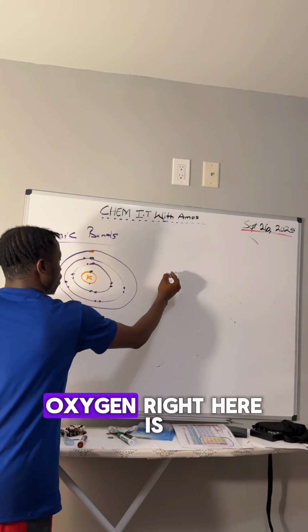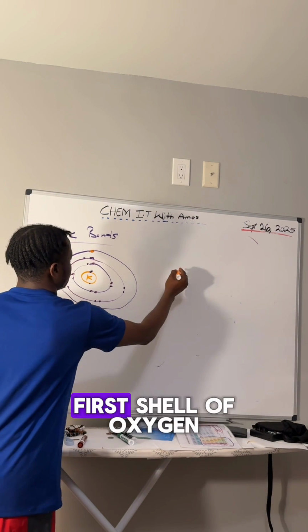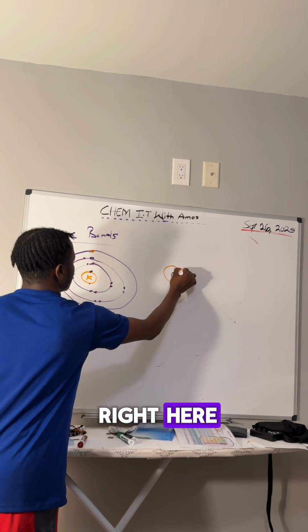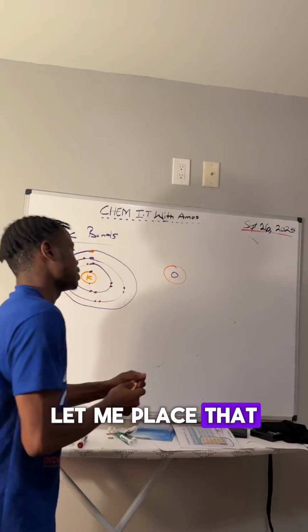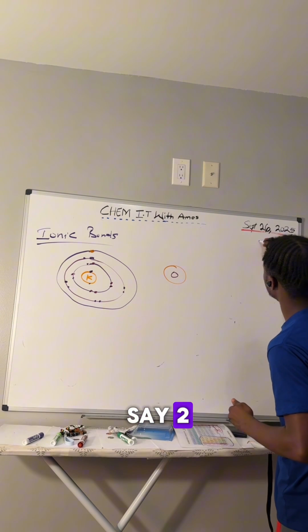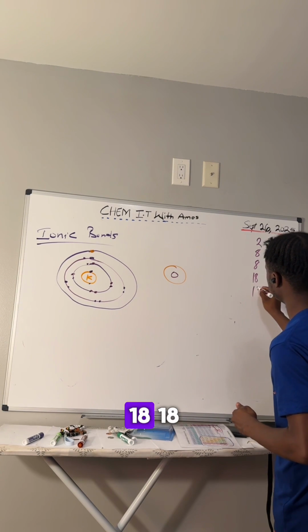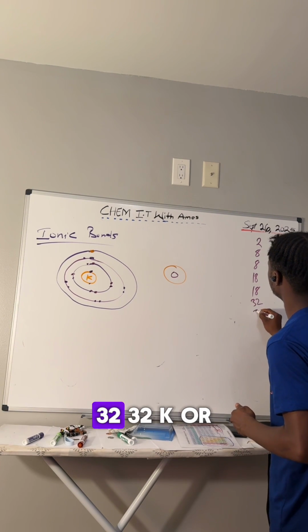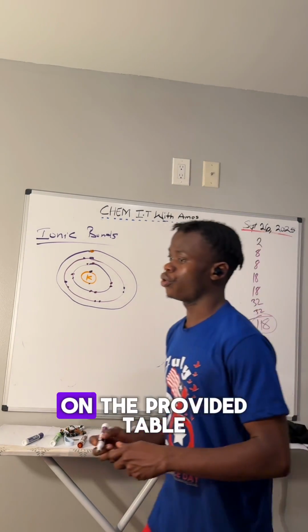Potassium, and for oxygen right here, that is oxygen. We can write the first shell of oxygen right here, and we say that the first shell takes 2 electrons. Let me place that back there before we forget. So you can be seeing that: 2, 8, 8, 18, 18, 32, 32, or 118 as total elements on the periodic table.